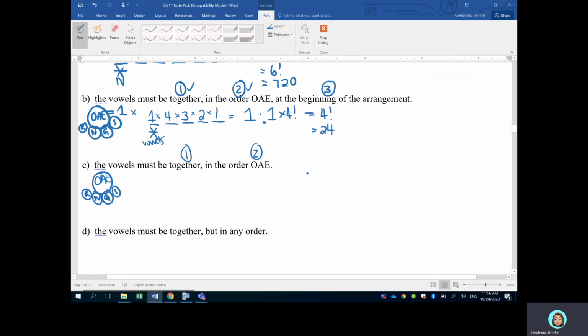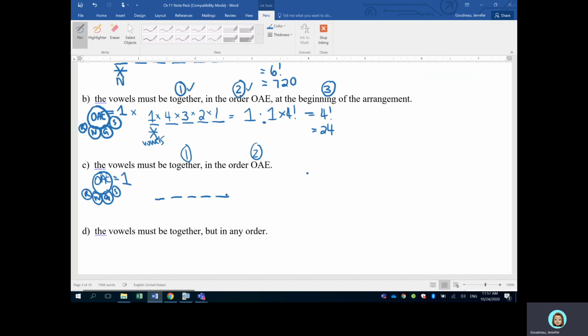So that's our first restriction. The vowels must be together. We've done that. They now count as 1 item. In the order O, A, E. So inside that circle where I've put O, A, and E, I'm going to write a 1 beside it, which represents the number of orders or arrangements of those vowels. And now I'm going to arrange the items. So I'm going to draw 5 blanks. We only have 5 items because the vowels are counting as 1 item.